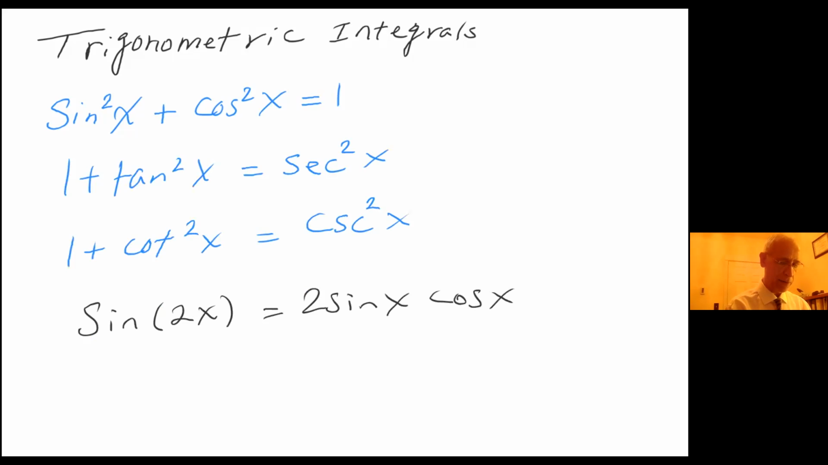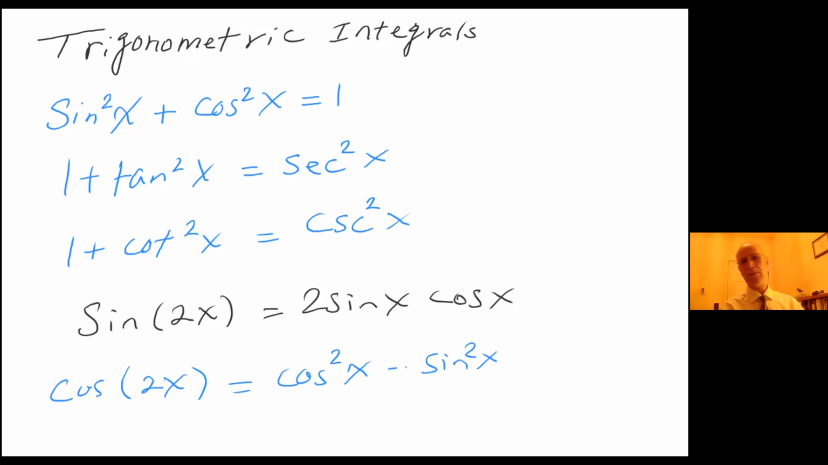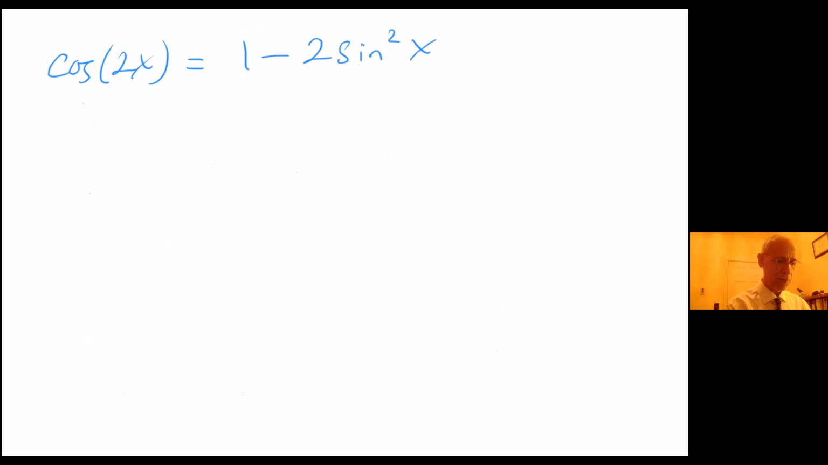How about cosine of 2x? Cosine of 2x equals cosine squared of x minus sine squared of x. And of course, if you remember from pre-calculus, I can manipulate this and write cosine of 2x in two more forms: cosine of 2x equals 1 minus 2 sine squared of x, which is the same as 2 cosine squared of x minus 1.